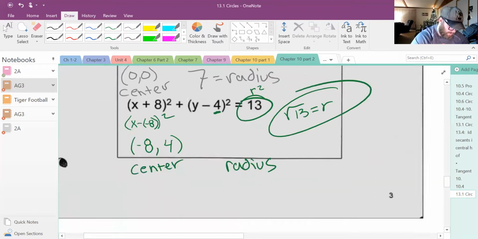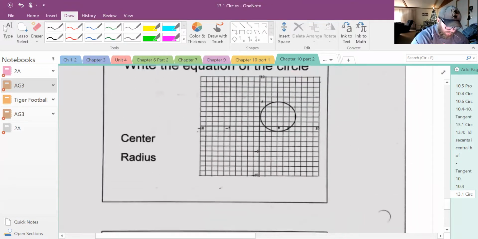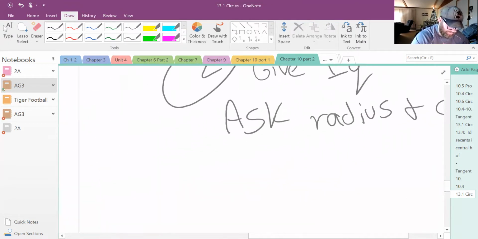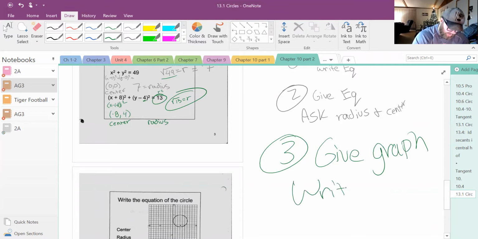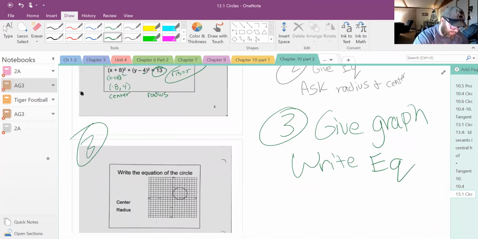Okay? All right, now we're given a graph. So the third type of problem: give graph, write equation. Okay, so these two are the third types of problems I could give you.